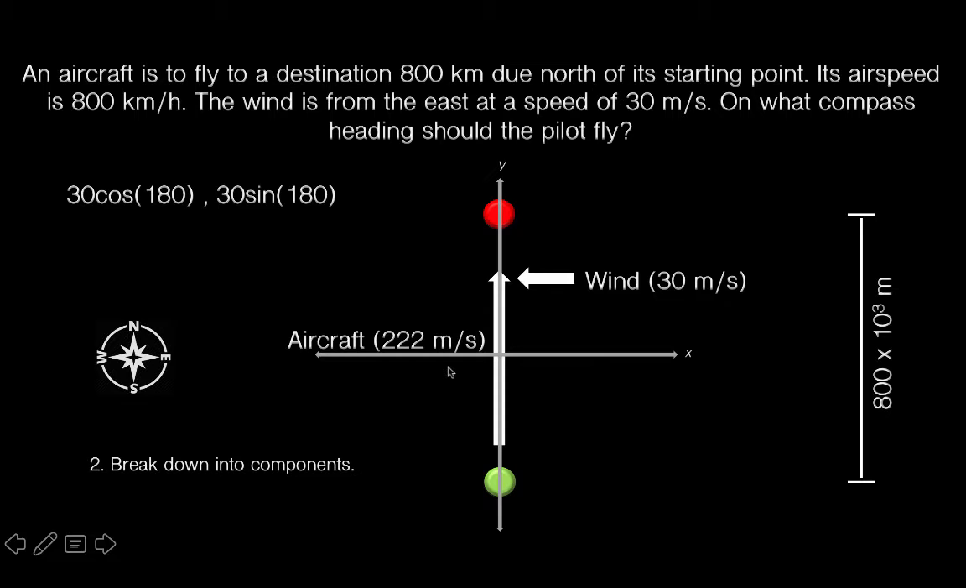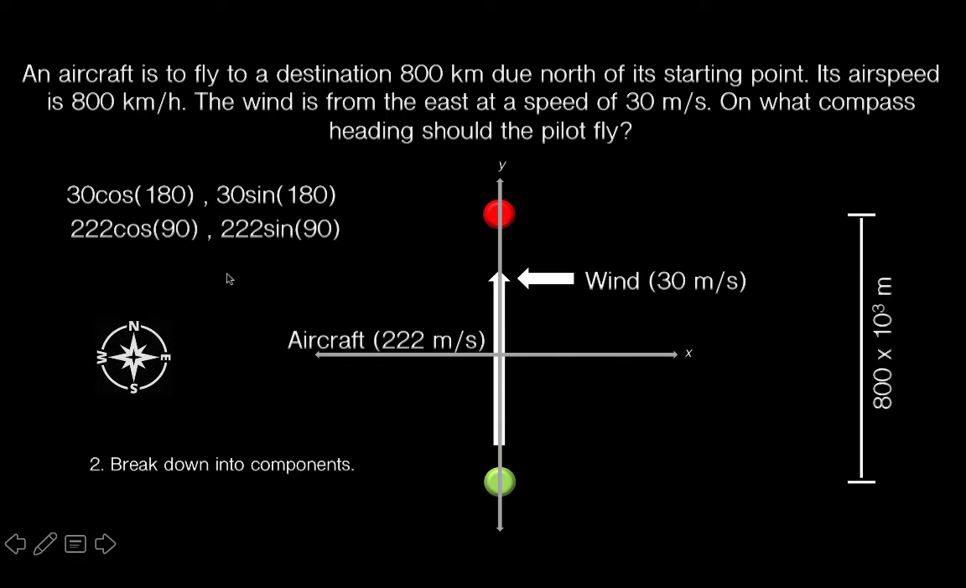So breaking these down to components, the x component for the wind will be 30 cosine 180, and then the y component will be 30 sine 180. Now, you may ask where this 180 came from. With respect to the x-axis going counterclockwise, the wind is at 180 degrees counterclockwise from the x-axis. So that's where that 180 comes from.